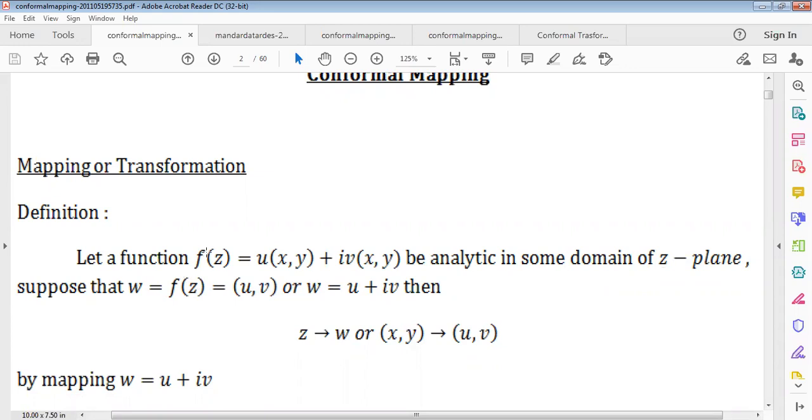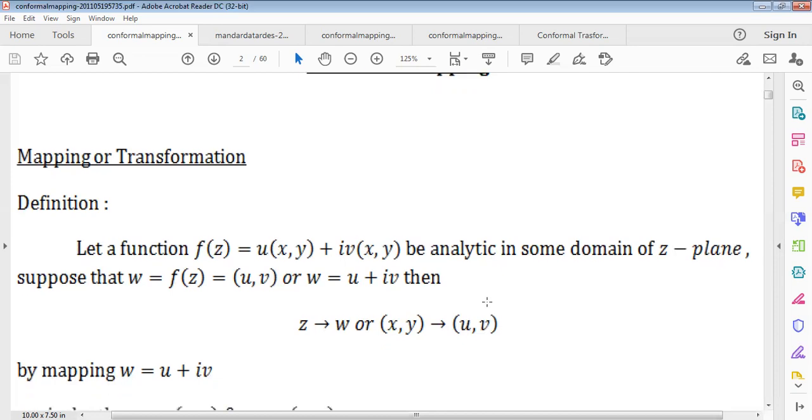The domain is the z plane. That means the function of z, this is the domain, z plane. Suppose that w is another plane of this image f of z. f of z is the image. f of z equals u, v, or w equals u plus iv. So then the z plane transforms to this w plane, or x, y transforms to what?